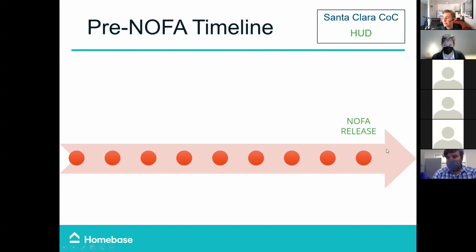But we do get started preparing for the release of this notice pretty early in the year, because there's a lot of prep we need in order to be able to conduct the local competition in order to submit our applications to HUD. So we start by reviewing and often revising our scoring, our selection process for our local competition. That process of developing our scoring criteria and our scoring process is going on. It's starting this month.